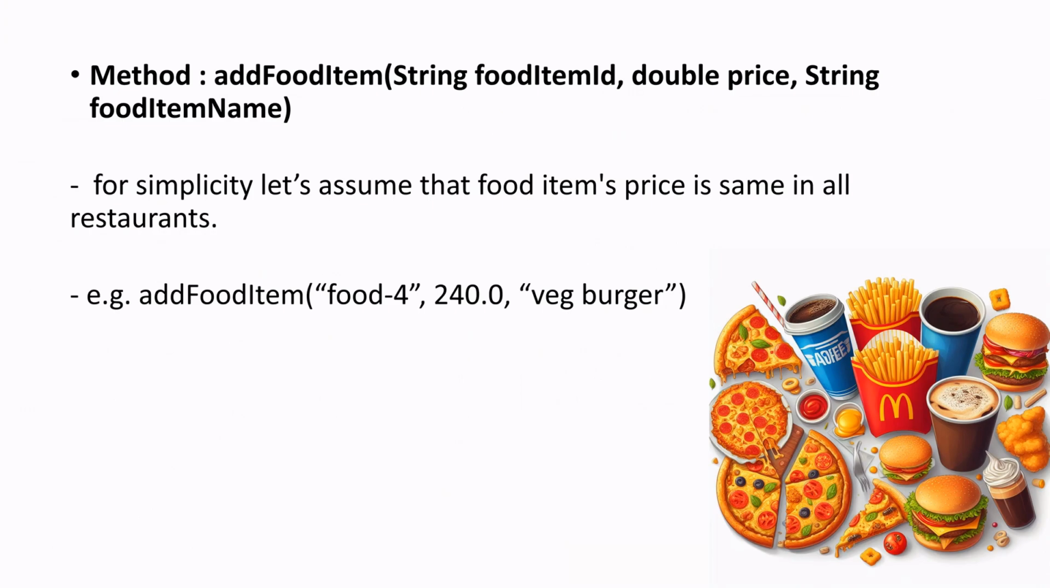First method that we need to implement is add food item. Each food item will have a unique ID, price and a name. Also, for simplicity, we have assumed that price of a food item will be same across restaurants. That is, Veg Burger will cost Rs 240 whether it is being sold in restaurant 1 or restaurant 4 or any other restaurant. In interview, you need to clarify these things from your interviewer. That is, whether the price of food item will be same across restaurants or will it be different.